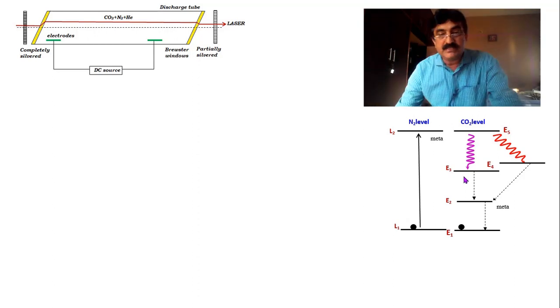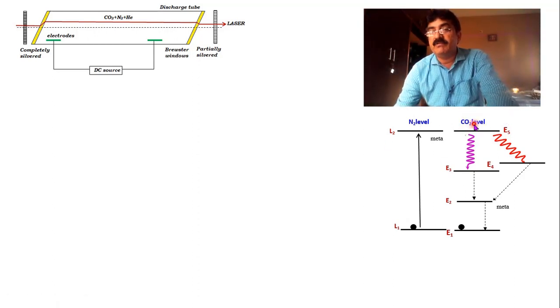Once the population in the carbon dioxide level increases to maximum, the transition starts. Stimulated emission, stimulated emission. These two stimulated emissions will give two different laser beams. Afterwards, carbon dioxide molecules will slowly come down and settle here. Meanwhile, nitrogen atoms are already kicked to the next level. Again they will hit carbon dioxide, again they go, and this story continues.